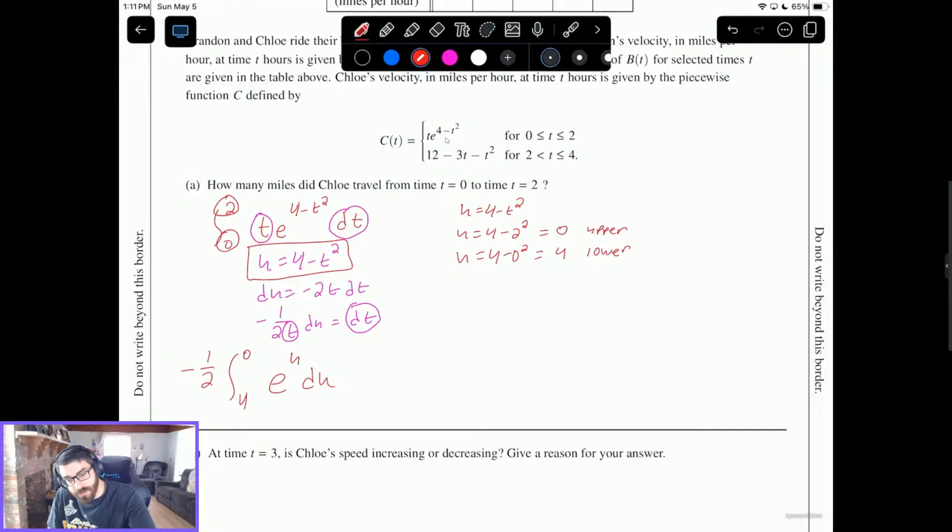And one more reminder, chat, I moved the negative 1/2 out of the integral. Before I actually integrate, the last thing I'm going to do is switch my bounds, because you can't integrate from a number to a smaller number. You have to flip them, and what that does is it causes a negative to be removed. So this is now 1/2 times the integral from 0 to 4 of e to the u du. Now I'm going to integrate.